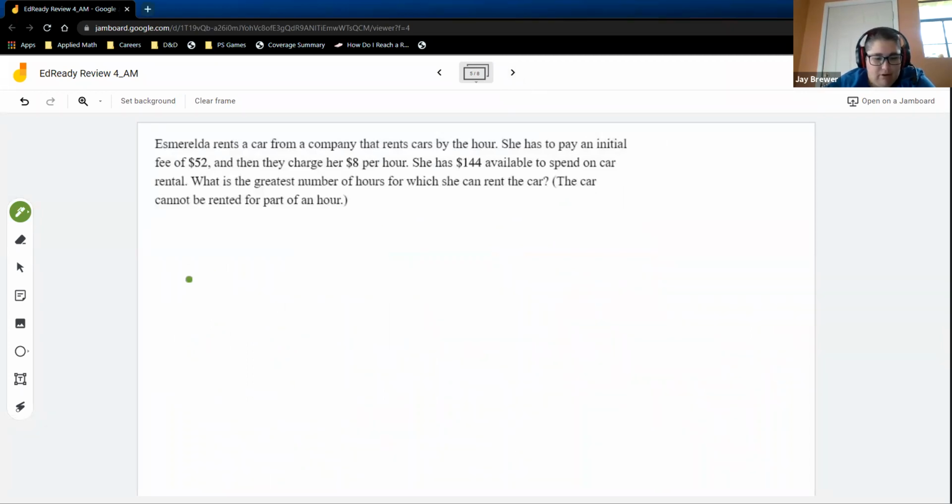All right, the car rental. Here's some key things you have to pull out about the car rental. The initial fee is $52. You have an $8 per hour charge, and the available funds are $144. So if you set that up as a function, you have $8 for every hour, an initial fee of 52, and the availability of 144.